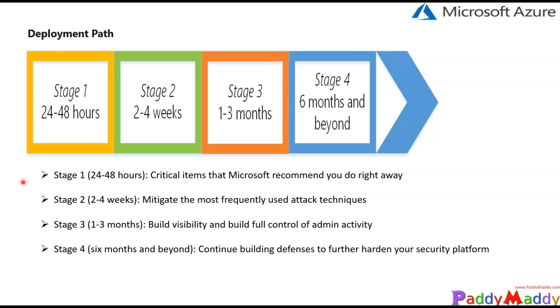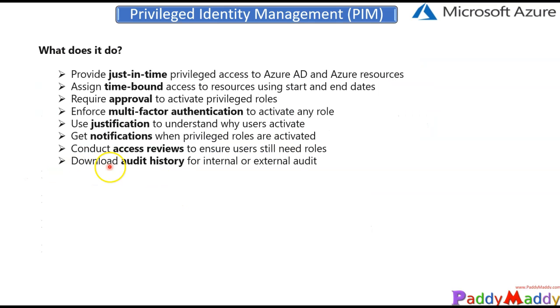Just to conclude what we have learned so far: with Privileged Identity Management you can enable just in time, so that when we need it, we can grant that specific permission instead of assigning the roles permanently. Instead of that, we can assign just in time, which will include the time bound, and you can go for approval and multi-factor authentication.